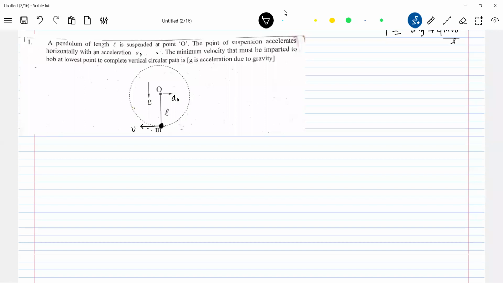So what is the total idea of the problem? Identify the critical point in the situation. After getting the critical point, identify the critical velocity. If the bob has critical velocity at the critical point, it will complete the circular path. And what velocity should we impart at the lowest point so that at the critical point it has the critical velocity? Then the velocity we impart at the lowest point will be the minimum. This is one idea we discussed in the previous class, so that has to be applied here now.